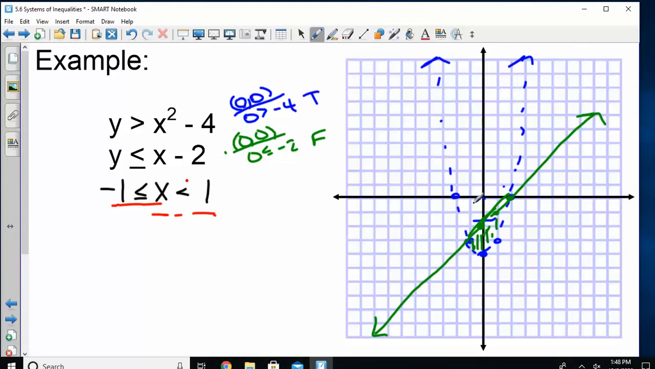At -1, would it be solid or dashed? At +1, solid or dashed? Dash. So that shades everything in that region. So that's just that little portion of the parabola under my green line and in between those two lines.